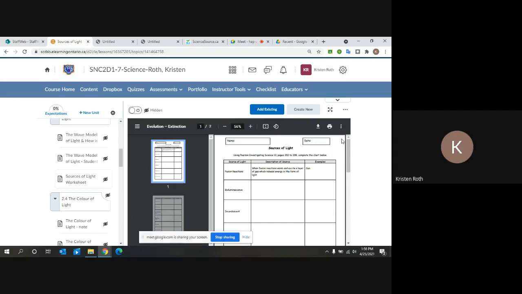So fusion reactions, that is not in your textbook, but this is the source of light that comes from the sun. This is when fusion reactions warm and excite a layer of gas, which releases energy in the form of light. This is what's happening with the sun, okay? I want to give you that one because it's not in the textbook, but it says at the top, pages 392 to 398. That is where you'll find it.